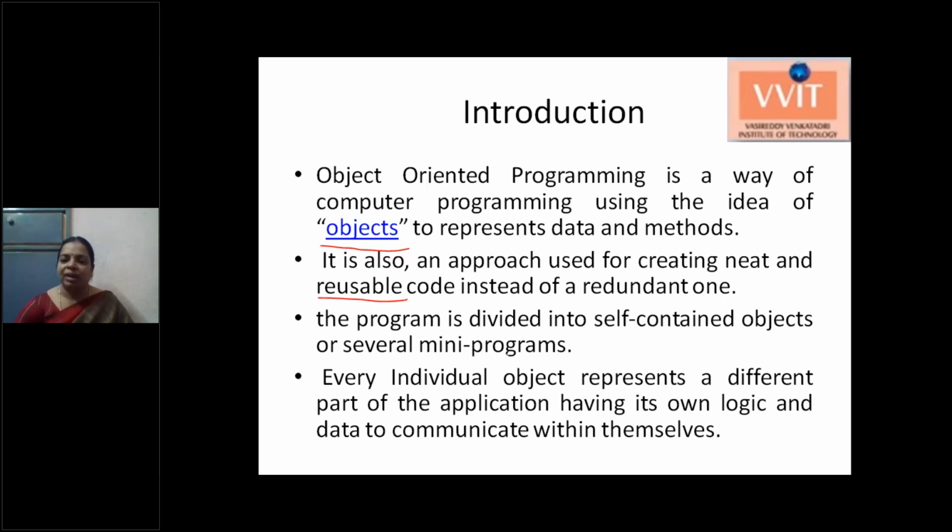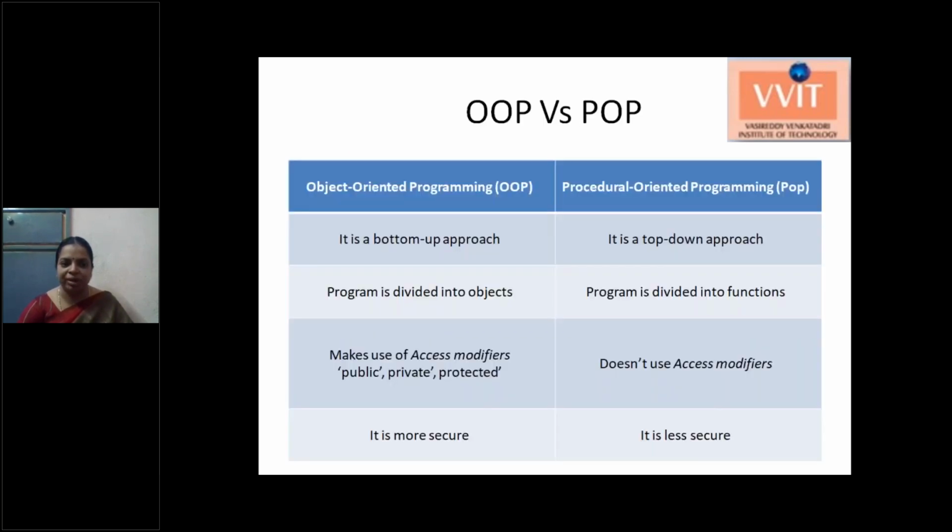Every individual object represents a different part of the application. Whenever you create one object or one class for a particular purpose, and then create a number of objects for that, it automatically creates the different parts of the application. Also, you can work with different objects in different ways. This is the introduction to object oriented programming.